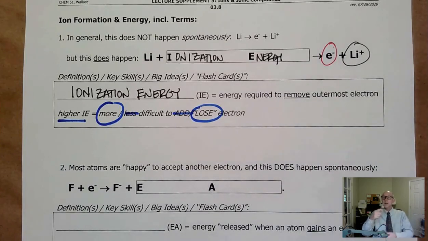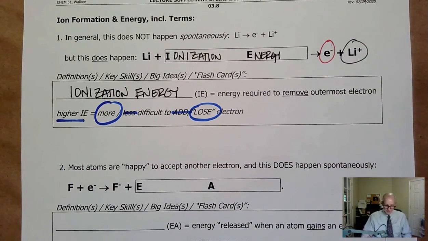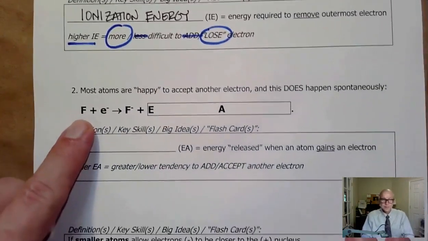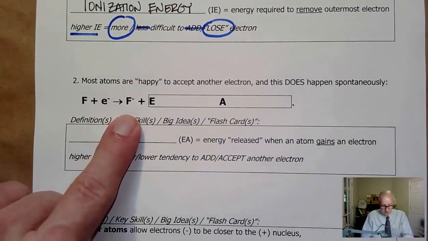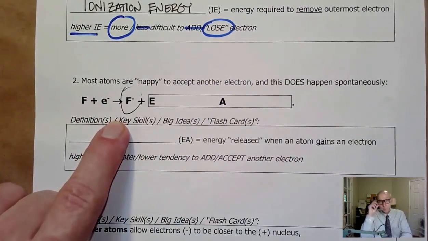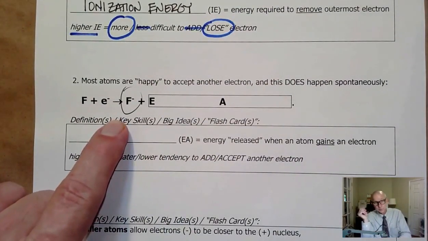Now, the other way around, strangely enough, most atoms will take on one more electron. Opposites attract. There's some room out there in an outer shell. Most atoms will actually take on an electron. So let's define that. Here's fluorine. It takes on an electron and becomes fluoride, F-1.